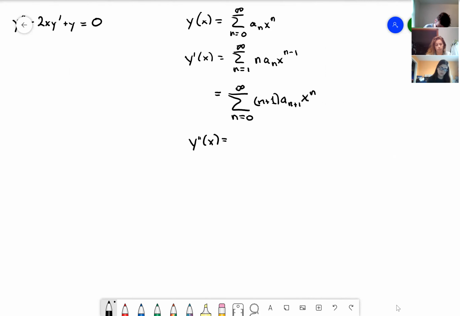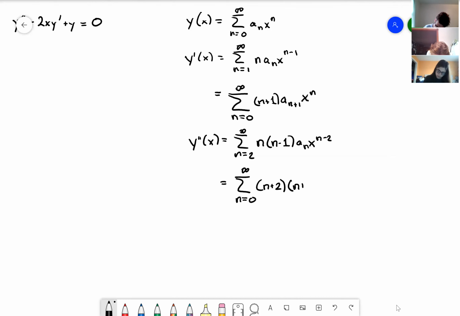y double prime of x is equal to sum from n equals 2 to infinity, n times n minus 1, a n x to the n minus 2. So we can do the same thing rewriting this here. We'll start from 0 so that x to the n minus 2 becomes x to the n, and we're replacing all n's with n plus 2's. So that becomes n plus 2, this becomes n plus 1, a n plus 2, x to the n.